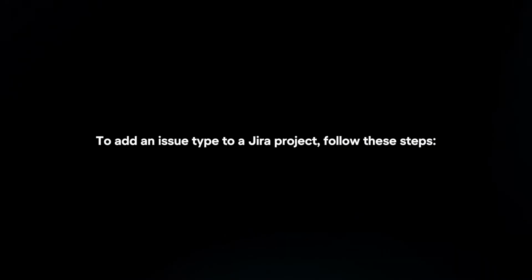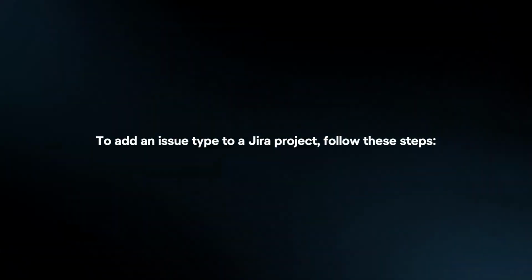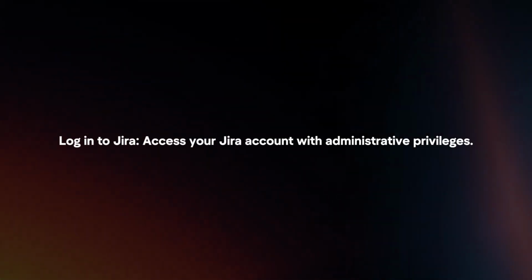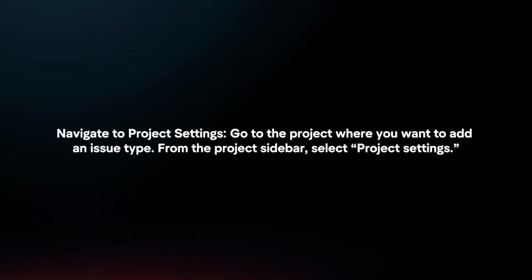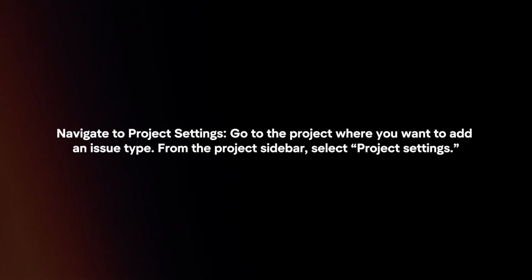To add an issue type to a Jira project, follow these steps. Log into Jira. Access your Jira account with administrative privileges. Navigate to Project Settings. Go to the project where you want to add an issue type.